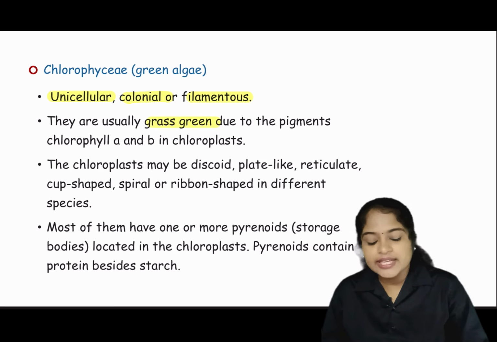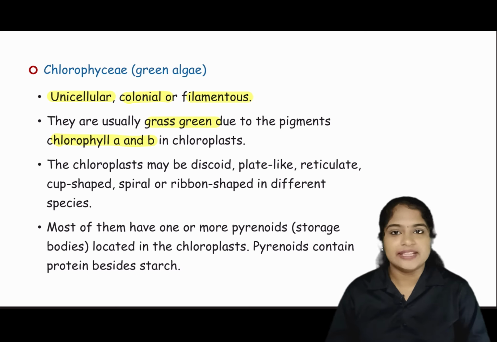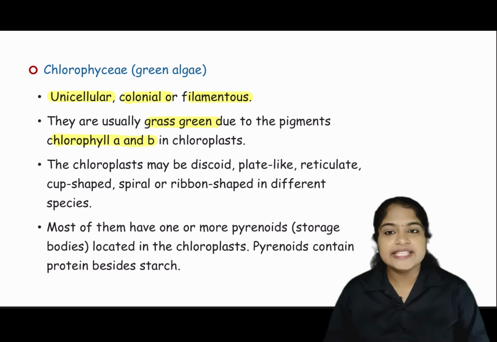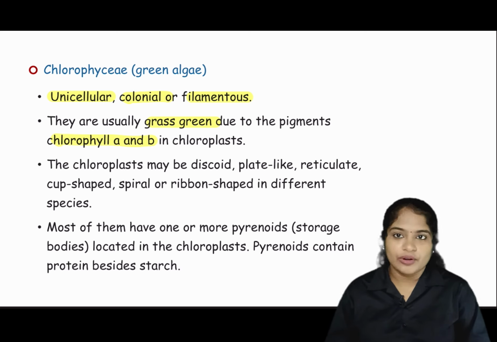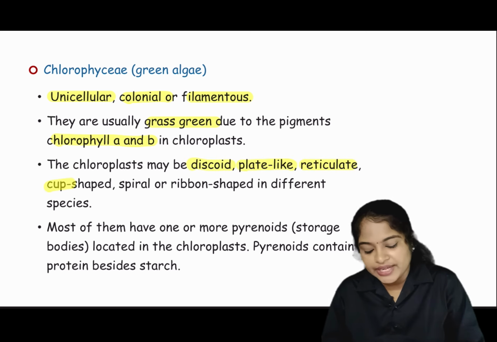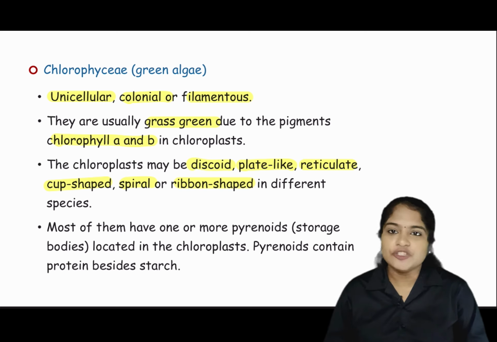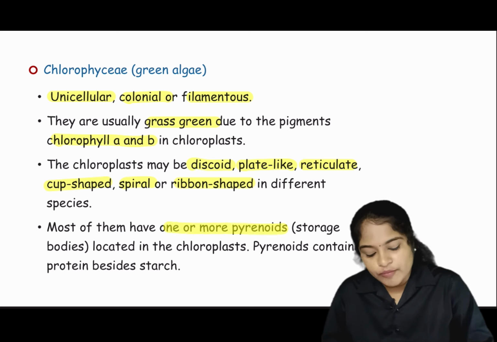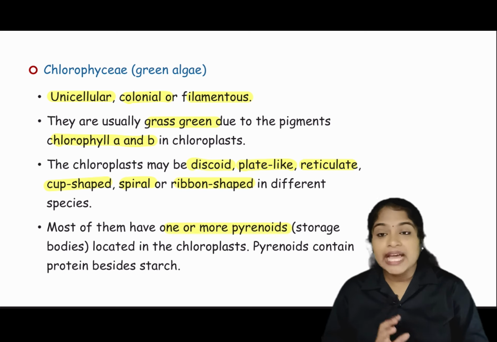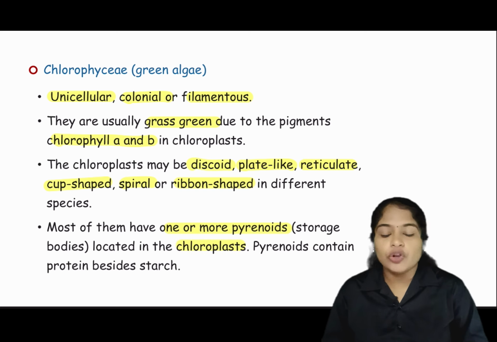They are usually green in color due to the presence of pigments like chlorophyll A and chlorophyll B in their chloroplast. So Chlorophyceae contains chlorophyll A and chlorophyll B. The chloroplast can be discoid, plate-like, reticulate, cup-shaped, spiral or ribbon-shaped in different species. Many of them have one or more pyrenoids, which are nothing but storage bodies, located in the chloroplast.